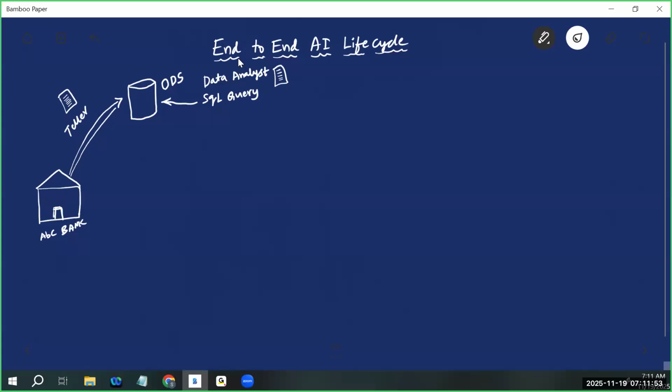Because of the bottleneck, people decided that let us not run these SQL queries during the business hours. So imagine the business hours are from 9 o'clock to 5 o'clock. If these are the business hours, people decided that, okay, let us not run these jobs from 9 o'clock to 5 o'clock. Let us run nightly jobs.